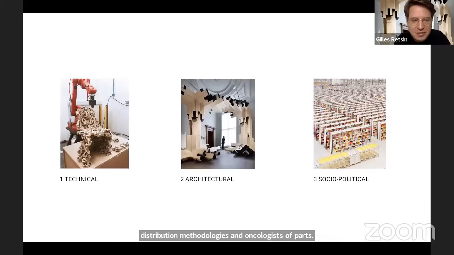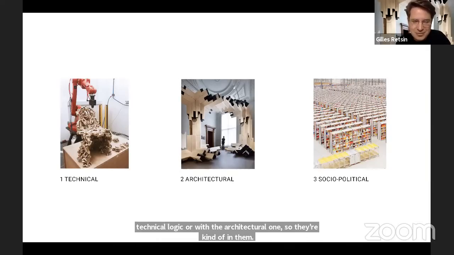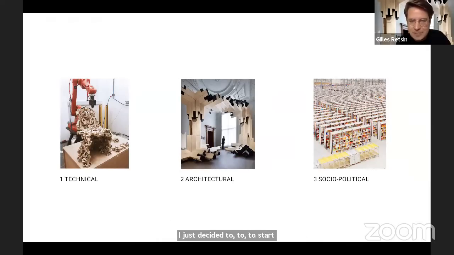So I have divided the talk into 3 chapters. One about the technical logic of the discrete, one about the architectural logic, and one about the socio-political logic. And they could be switched around. You could start with the socio-political order, the technical logic, or the architectural one. I just decided to start today with the technical logic.